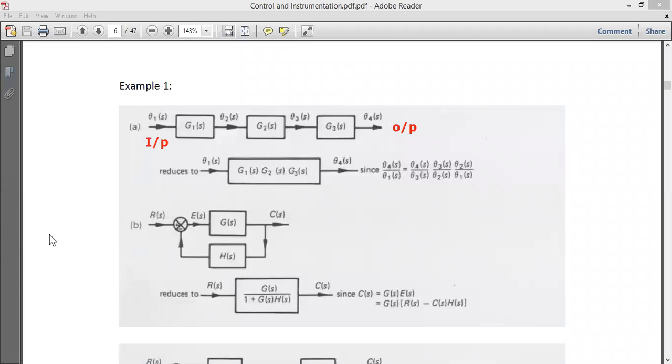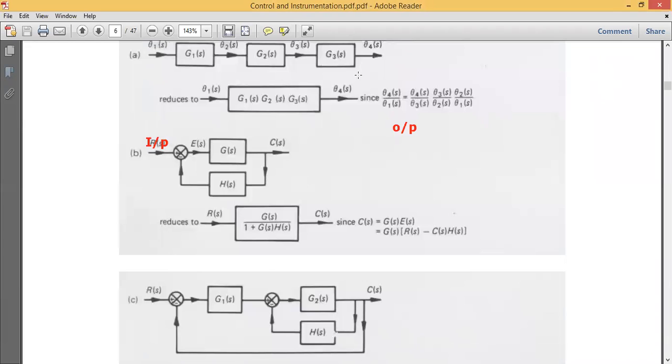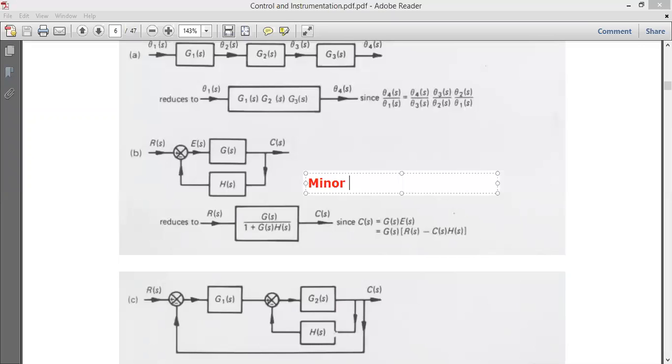Okay, similarly, if the blocks are in parallel, or if you have some kind of a feedback, just look at this point number B. Point B is very important, because it is nothing but a minor feedback, or simply you can call it a small feedback, which is more essential in solving the block diagram. So let us look at this block diagram, how this can be solved.